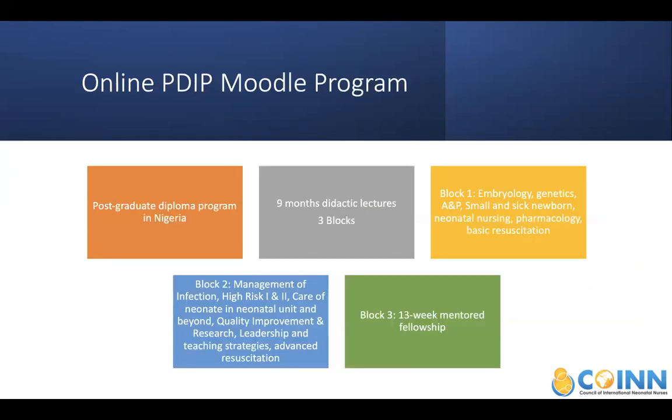Next slide, please. So now I'm going to talk about the two specific programs that are going on at this point. The online PDIP is the postgraduate diploma program, which we are holding in Nigeria on Moodle. Moodle is the learning platform that we're using. It's an online learning platform. It's a 9-month didactic given in three different blocks.